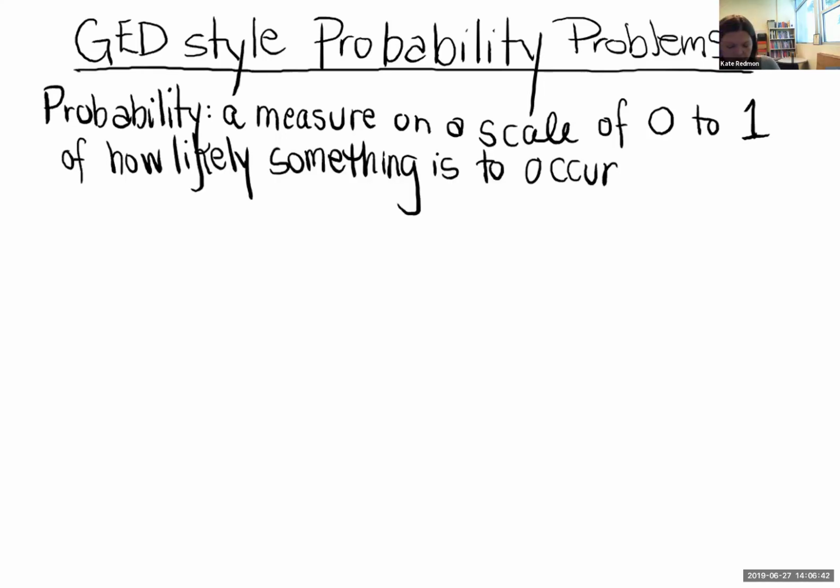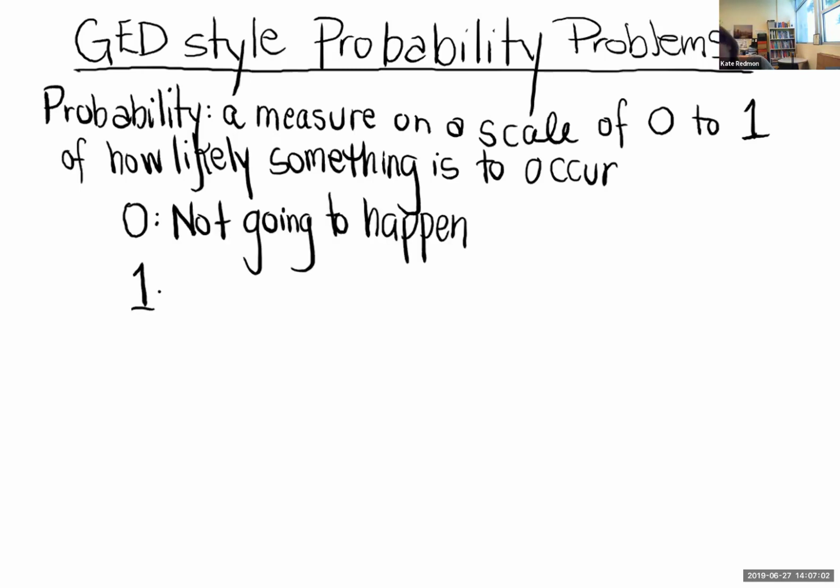0 is the smallest your probability can be. So if I say that there's a 0 chance of something happening, well, that's not going to happen. Never going to happen. It's totally impossible. Whereas if I say that the chance is 1, that means it's always going to happen. It happens every time, 100% chance.